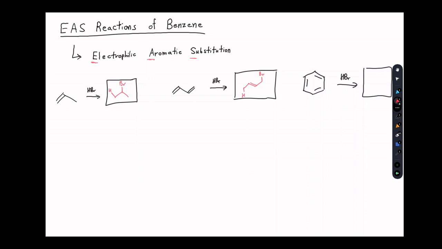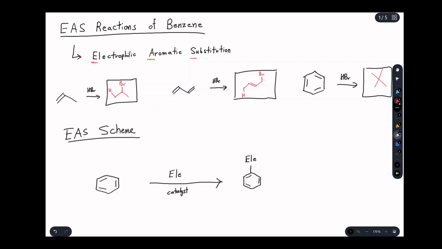However, when we react with benzene, nothing happens. Benzene is just too stable. Despite conjugated systems being stable, they can still react, but it really goes to show how stable benzene is that it does not react as if it's an alkene. With that in mind, let's take a look at the general scheme of the EAS reaction.